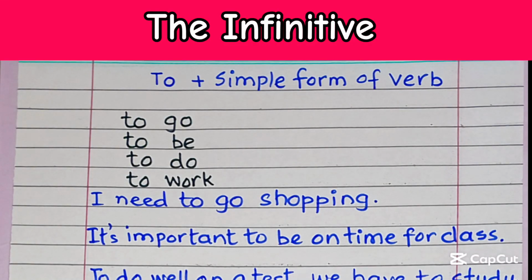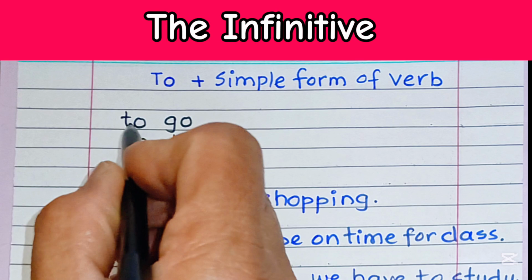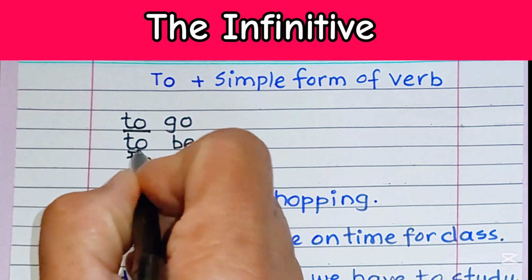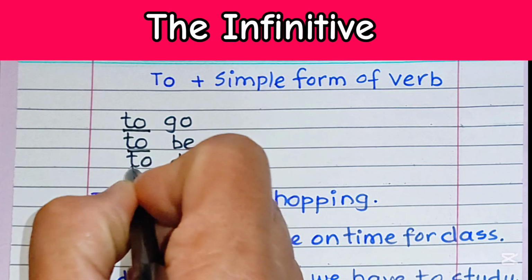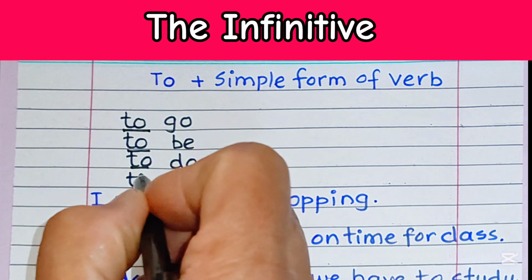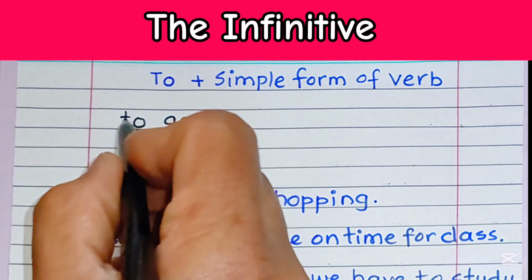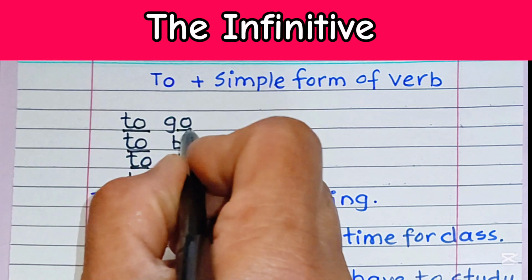Infinitives are formed by putting the word to in front of the simple form of a verb. To go, to be, to do, and to work. So we are putting to before the simple form of the verb.